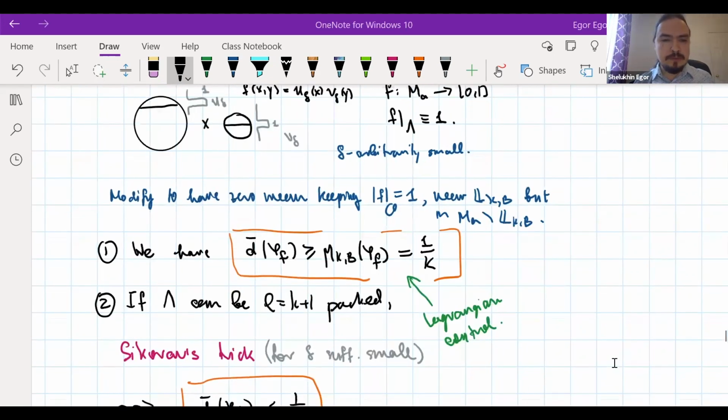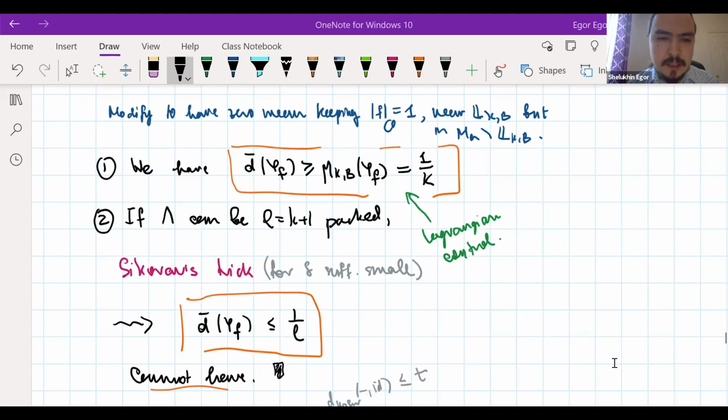But part 2 is that if lambda can indeed be k plus 1 packed, let's denote L = k plus 1, then by Sikorov's trick, for F being supported really close to lambda, we have that d bar of phi F is actually at most 1 over L. So, if L is k plus 1, this cannot be. So this proves the result.